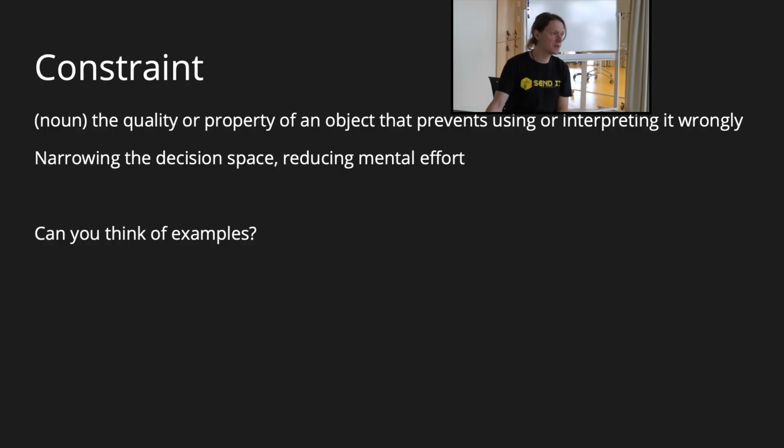Constraints. That's the next thing that helps us. It's a quality or property of an object that prevents using it the wrong way. So the idea behind constraints is to narrow the decision space from what the user needs to decide or think about. And this is very helpful because it reduces mental effort.